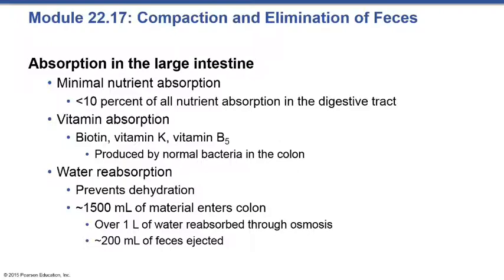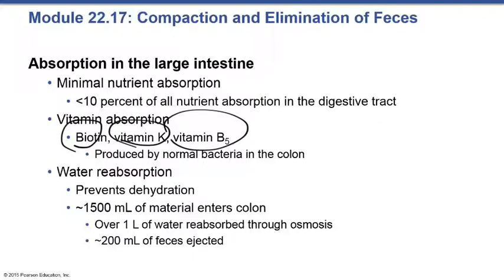Now again, we're really not in the business here of absorbing nutrients from the diet, so only a small percentage of the nutrients are going to be absorbed here. What is importantly absorbed here, however, are biotin, vitamin K, and vitamin B5. And these are all very important vitamins that are made in part by the bacteria in the colon. So the bacteria are there, they're producing these very important vitamins.